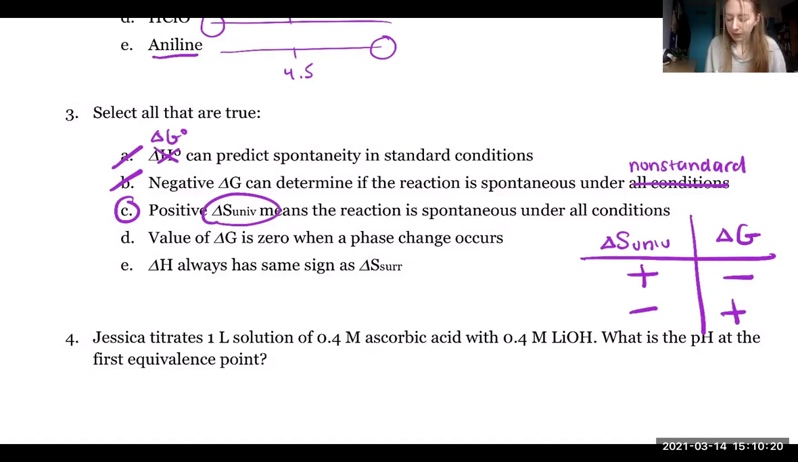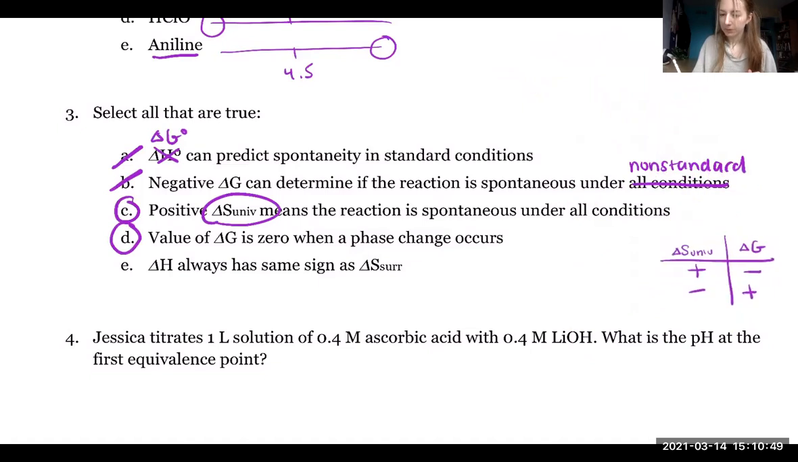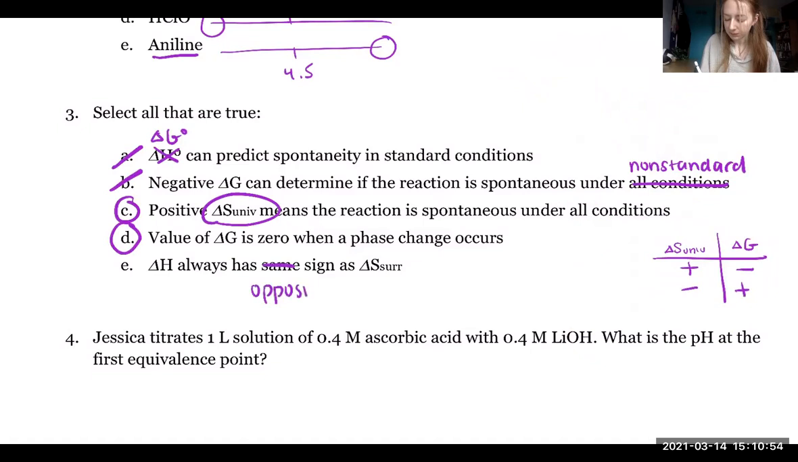Okay, great. So then the next one is saying the value of delta G is 0 when a phase change occurs. So if you're paying attention in the review session, yes, true, good. Okay. Perfect. The last one is saying delta H always has the same sign as delta S of the surroundings. What do you guys think? You can take a peek at your equation sheets if you'd like. Okay, good. They have opposite signs. Any questions on these before I move on?